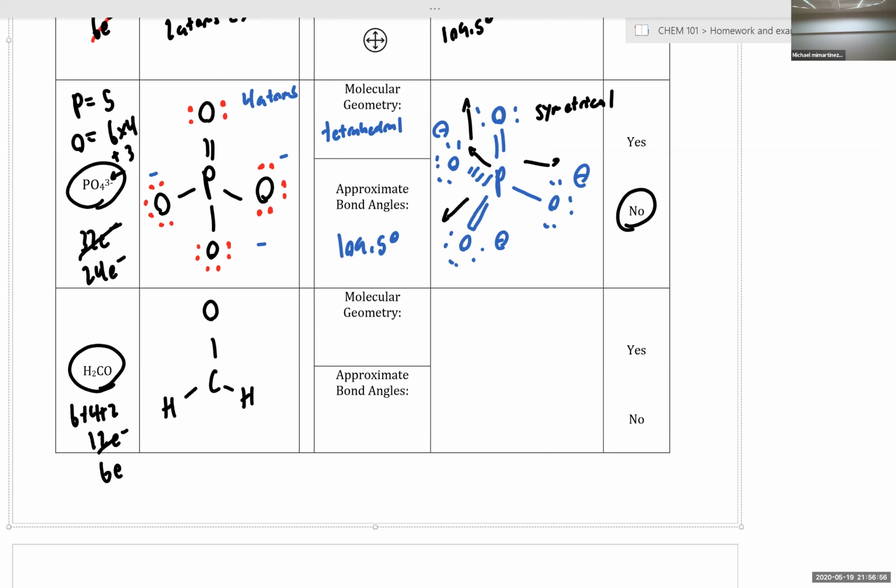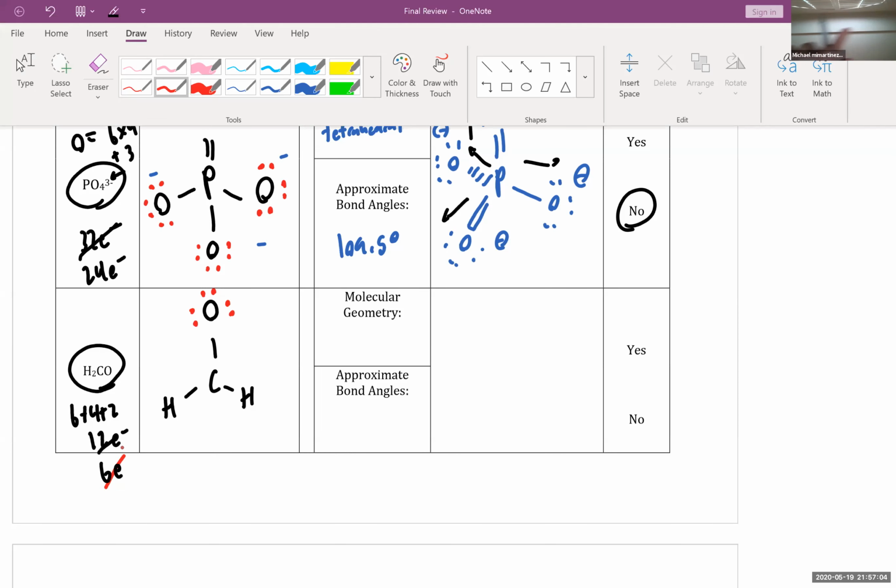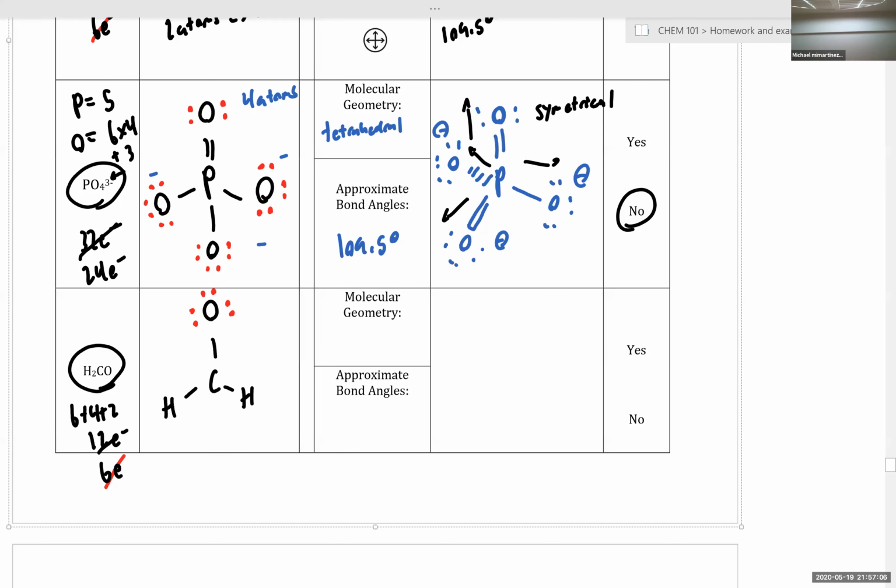What is our most electronegative outer atom? It's oxygen. So we place our 6 electrons on oxygen. Now, does this structure fulfill the octet rule? No. Okay, so we kick our lone pair down. So we have 3 atoms bonded to our central atom.